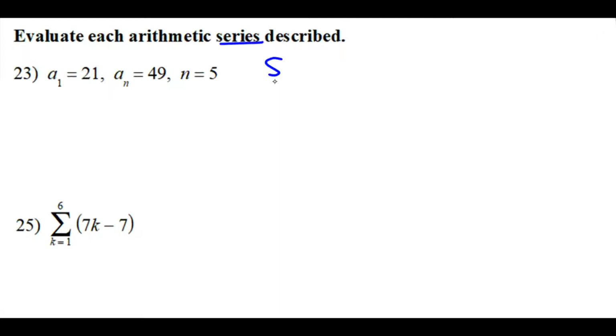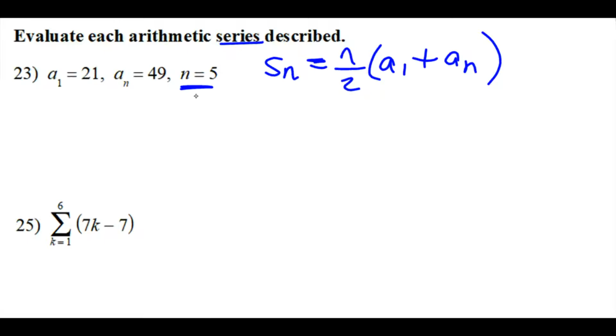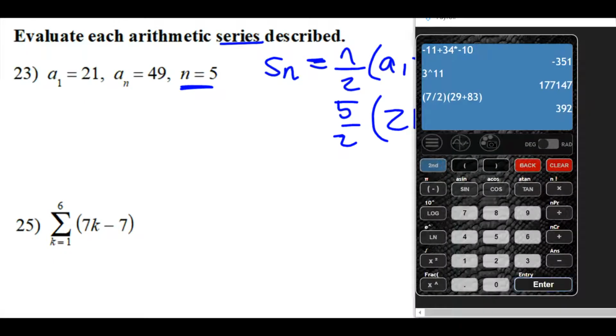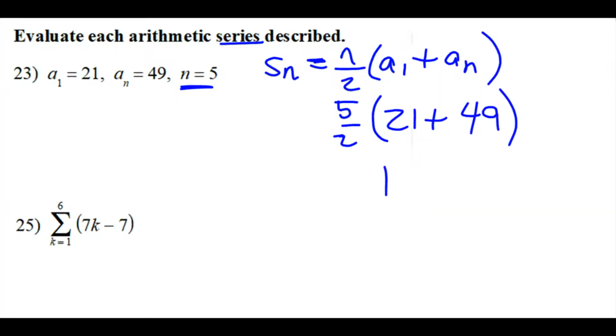Evaluate the series. So we've got that same formula, n over 2 times a1 plus an. Go back and look at the formulas if you need to. N, in this case, was given to me as 5. A1 is 21. An is 49. So it's a very straightforward problem, 5 over 2. You can type in 2.5 if you know that's 2.5 times 21 plus 49. 175. That's the sum. We just evaluated the series.